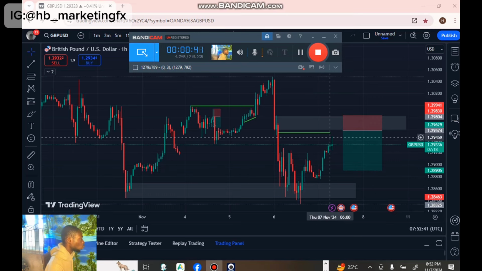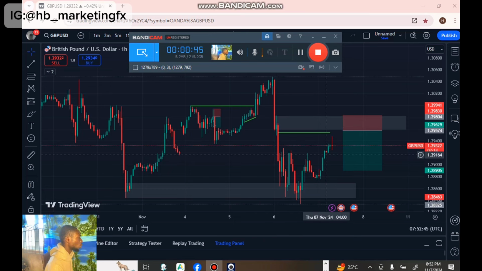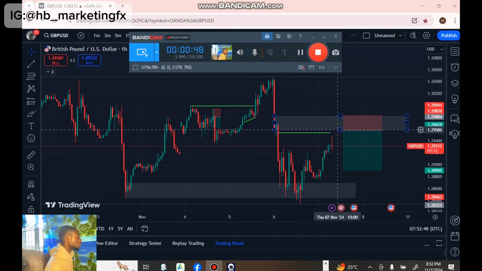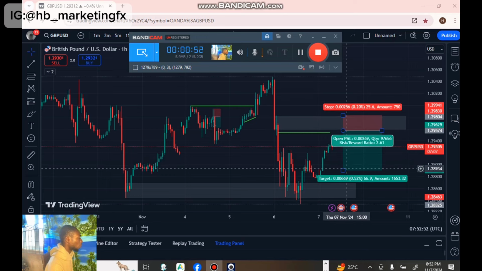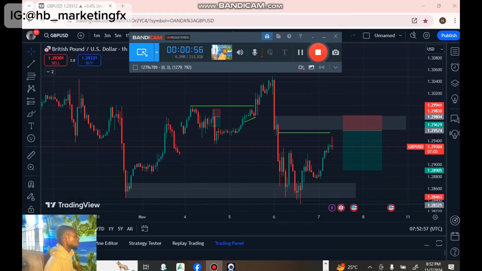I just want the market to sweep out this liquidity, as it was taking out this high, and push back to this premium zone right here. Then I'll trade the reversal back to this order block. So this is just my view today on GBP. That's just it, guys.